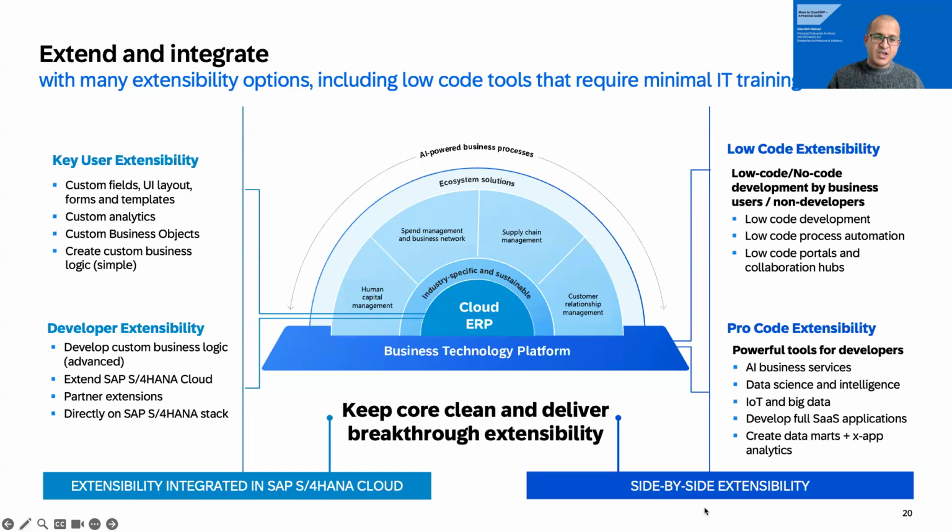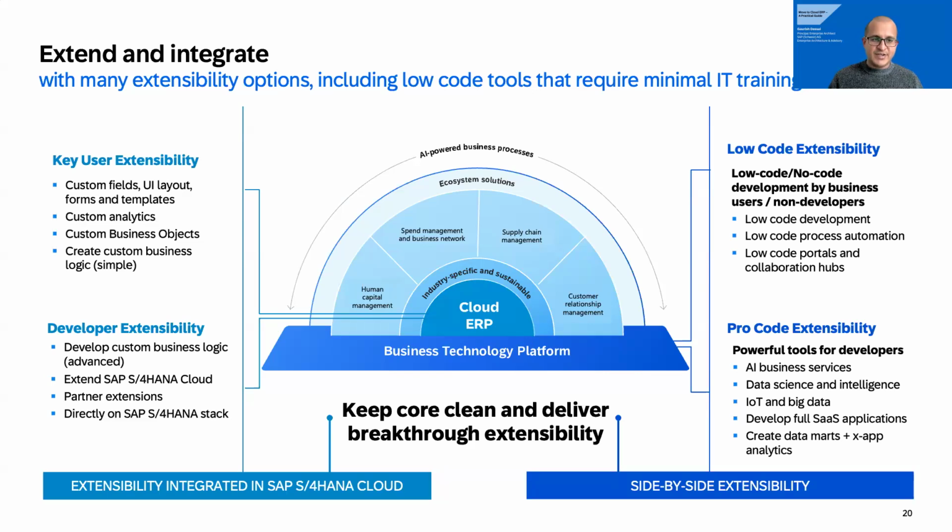If you look at the two key extensibility options available, there is extensibility integrated in S/4HANA Cloud, and there is side-by-side extensibility. When we talk about extensibility integrated in S/4HANA Cloud, we're talking about two different ways of doing it. One is key user extensibility, in which you can easily extend custom fields, custom analytics, custom business objects, and create custom business logic on top of S/4HANA Public Cloud. But if you are a developer, you can also use approved extension points to extend and build custom business logic, extend S/4 Cloud, and build partner extensions directly on the S/4HANA stack.